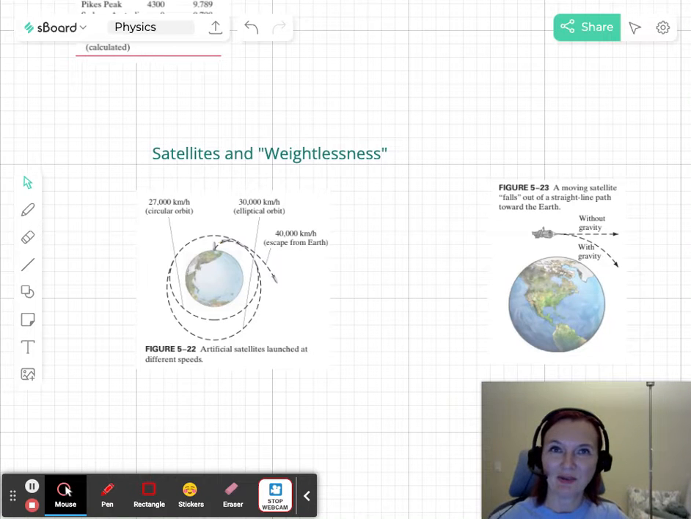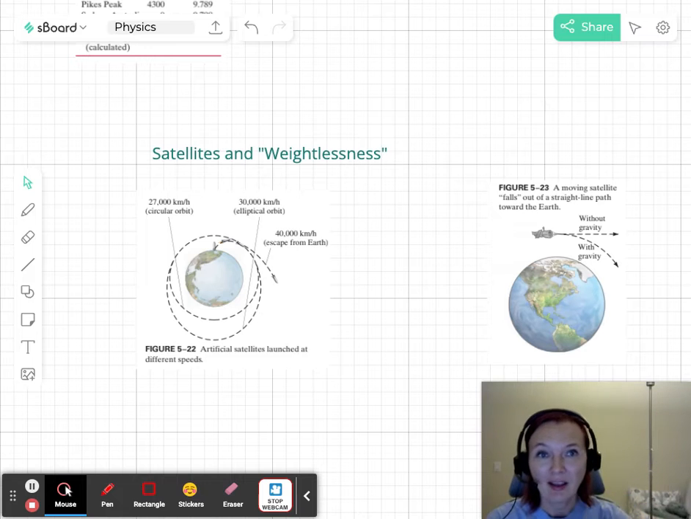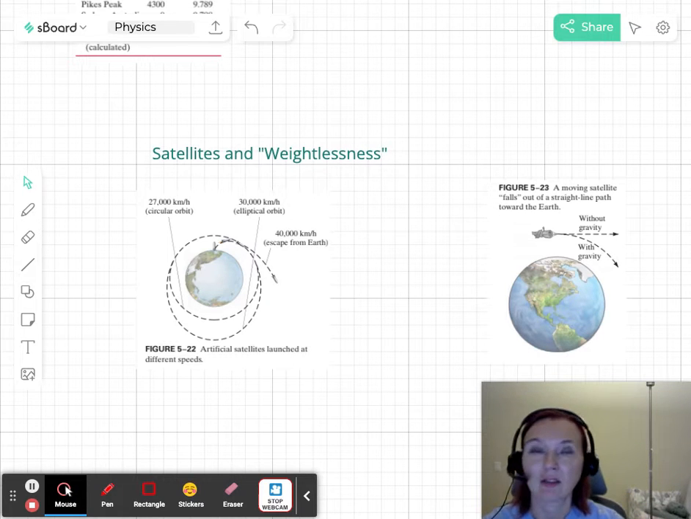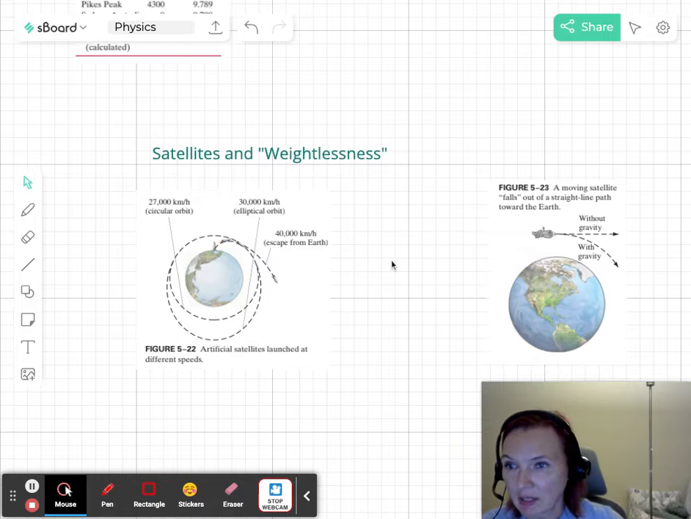We keep expanding our knowledge of circular motion to space, and today we will talk about satellites and weightlessness. So first of all, let's start with satellites.